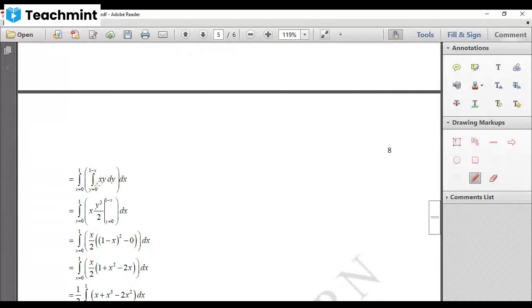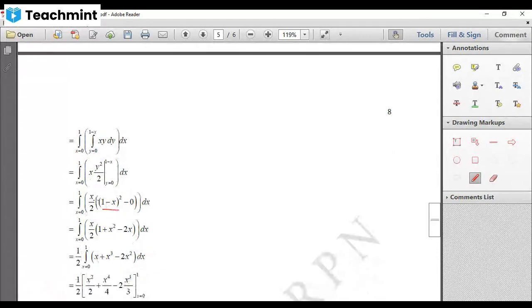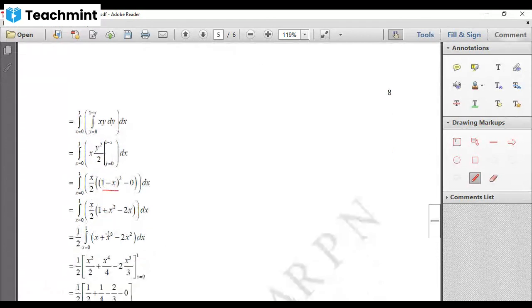Now here, when you are integrating with respect to y, your x is constant. So you can keep x outside. What is the remaining term? y. What is the integral of y? y square by 2. So 1 by 2 is constant. If you multiply that with x, you'll get x by 2. And apply the limit: 1 minus x whole square minus 0. Expand this, multiply by x and take 1 by 2 outside. You'll get this much. Now this is a function of x alone.